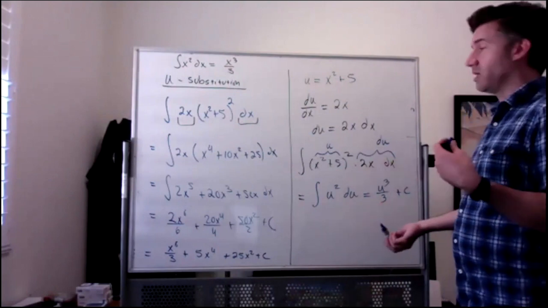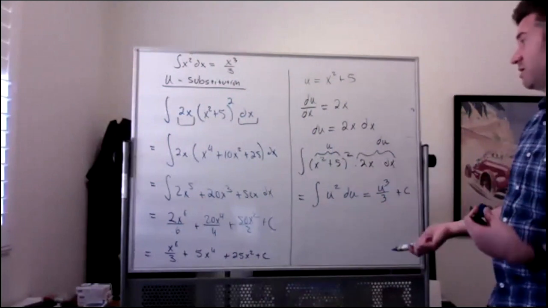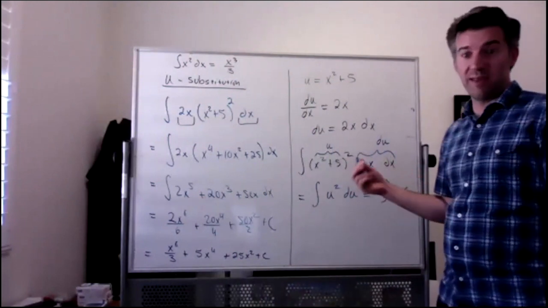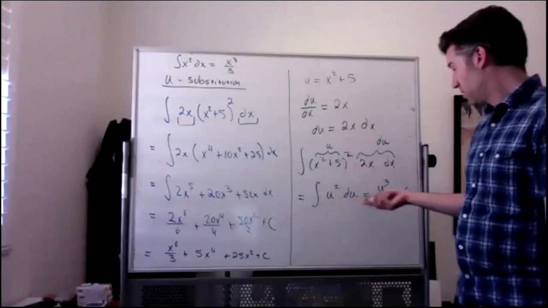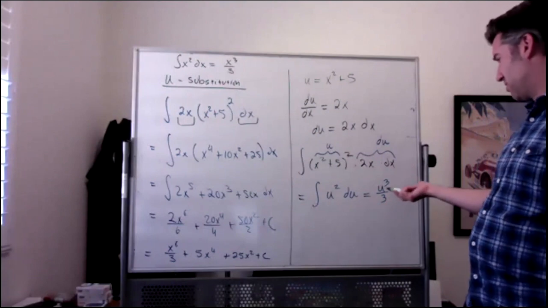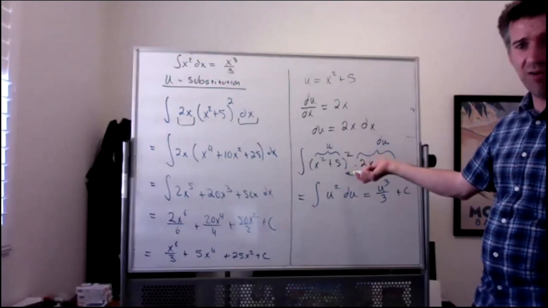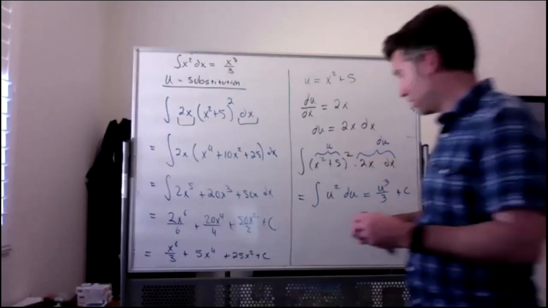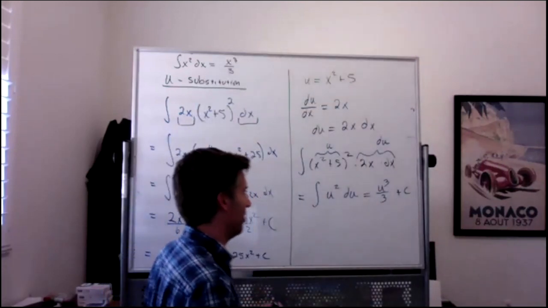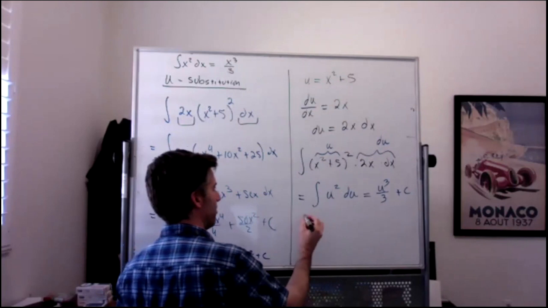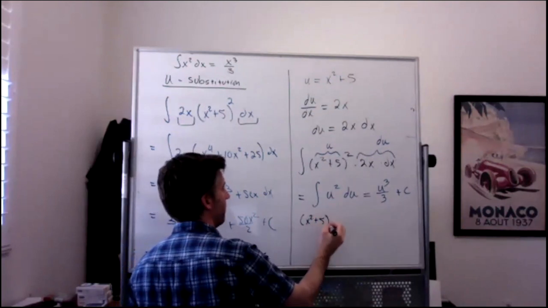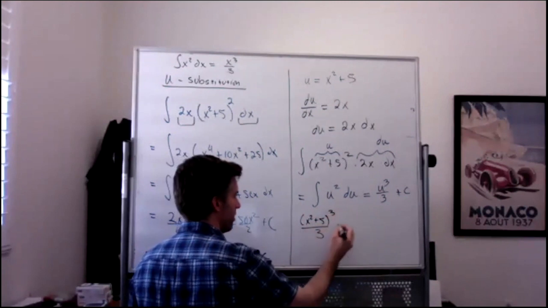We're not done because the question started off asking us to integrate x squared plus 5 times 2x, or to find the antiderivative, the function. My answer can't be in terms of u, because is the derivative of this equal to that? I don't know. I need to actually plug back in what u is. So I'm going to plug in u. I'm going to get x squared plus 5 cubed over 3 plus c.